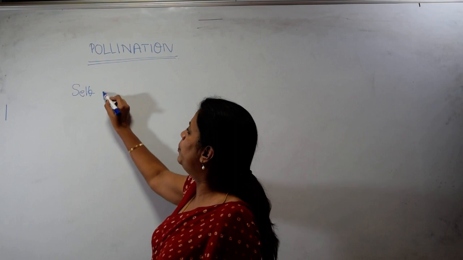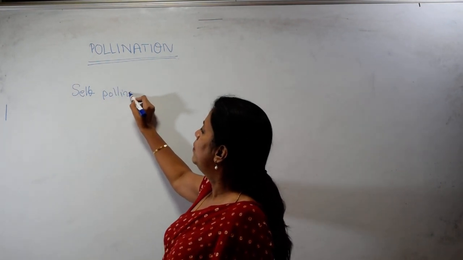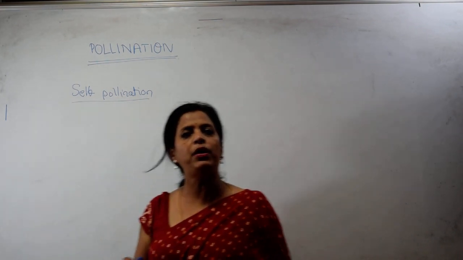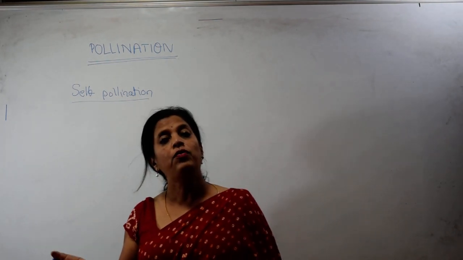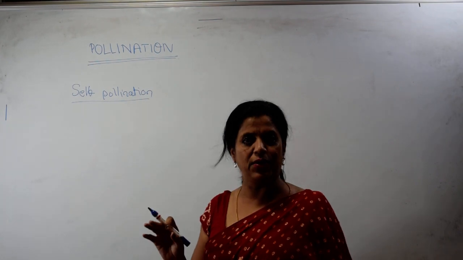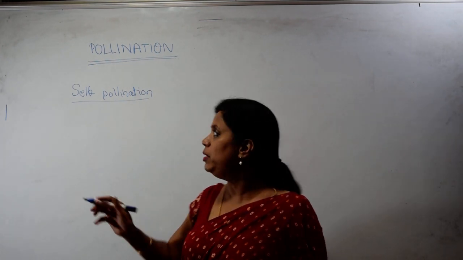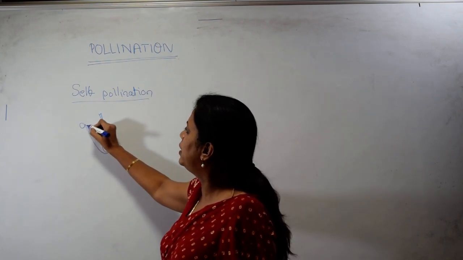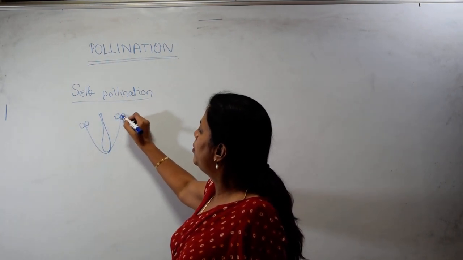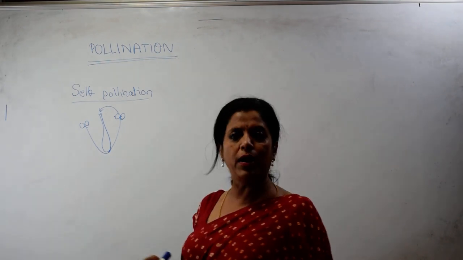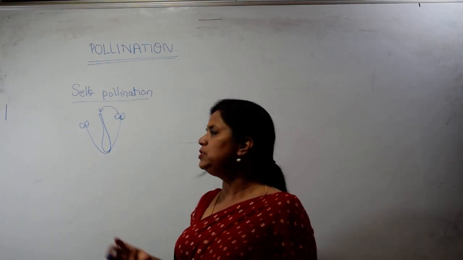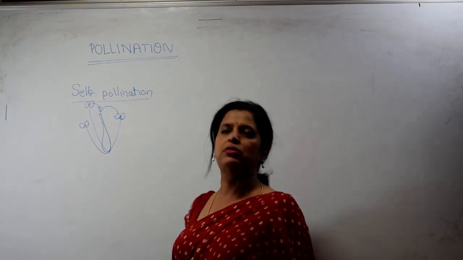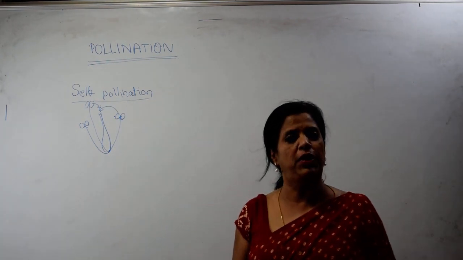If you think of self-pollinating flowers, then they do not have to depend on any external agency for the transfer of pollen grains. Why? Because they will be transferring from their own anther to their own stigma. They don't need any external agencies, and many times these are so tall, they will fall directly on the stigma. This is called self-pollination.